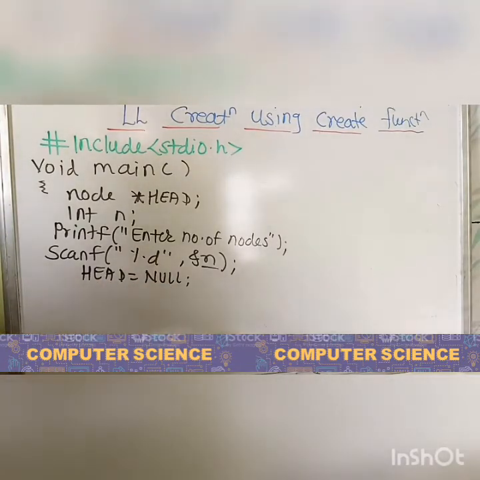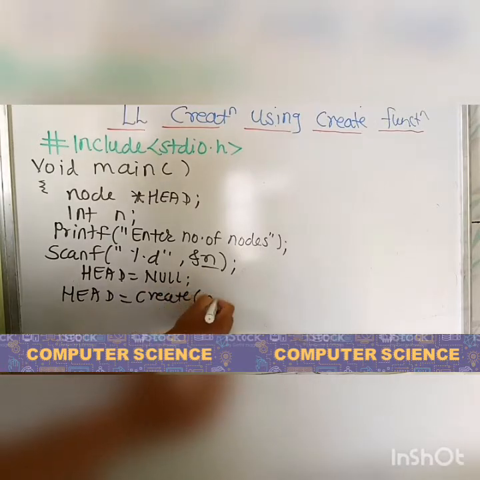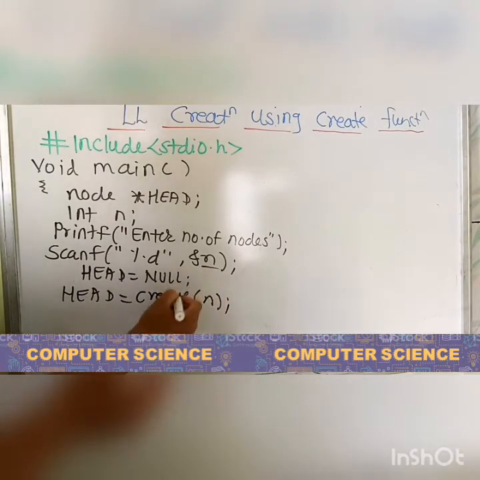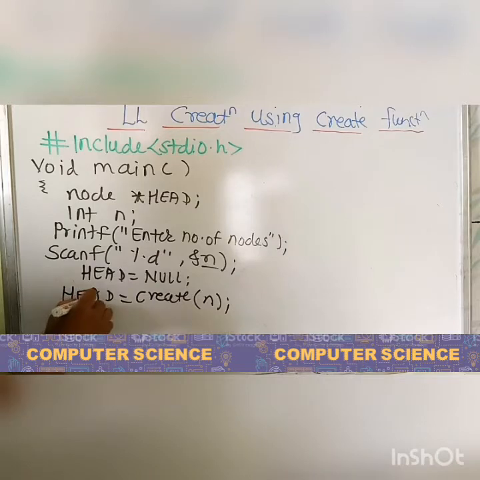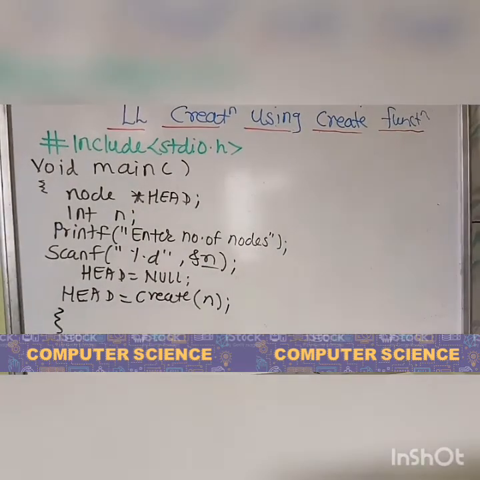Now we will call here the create function, that is we will have to copy this into one variable, so we have taken it as head node. Then we will call the function name and number of parameters, that is we have to create n number of nodes having the starting node as head, and we are completing here the main section.